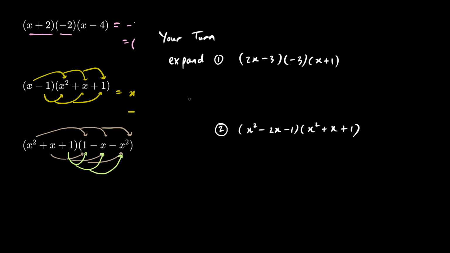And now it's your turn. Expand 2x minus 3 bracket negative 3 bracket x plus 1. And secondly, expand out x squared minus 2x minus 1 all multiplied by x squared plus x plus 1. Good luck.